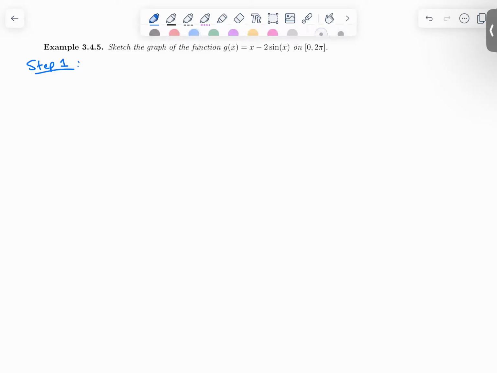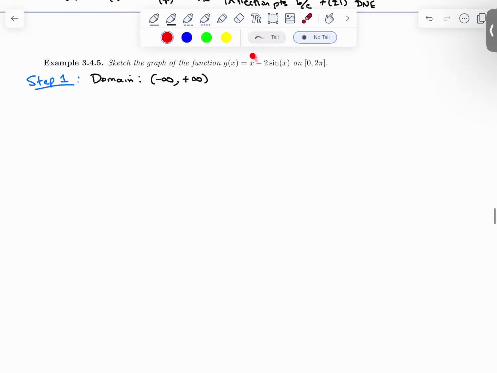We don't really need to write it if we don't want to, but the domain is all real numbers because your function is just a polynomial piece with a trigonometric piece. Well, actually, technically speaking, it's defined everywhere, but our domain is already given to us. Now that I think about it, 0 to 2 pi.